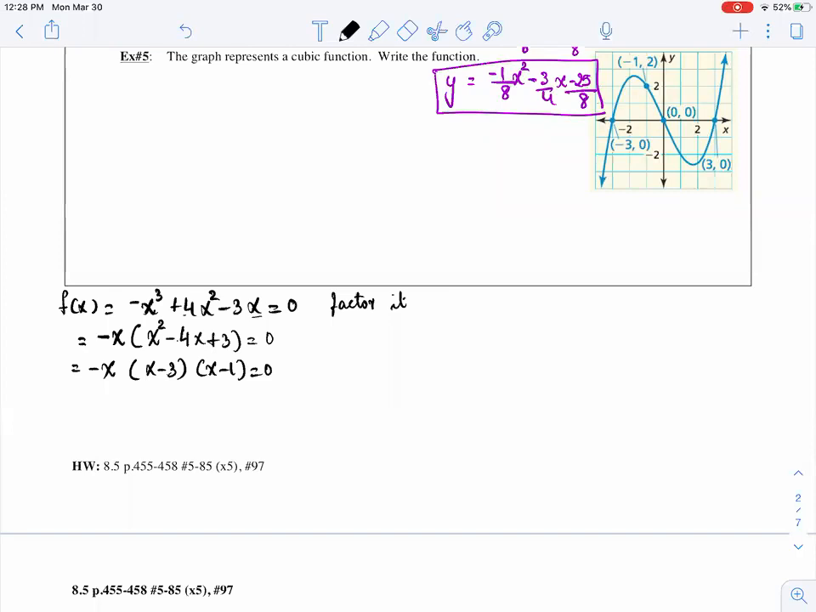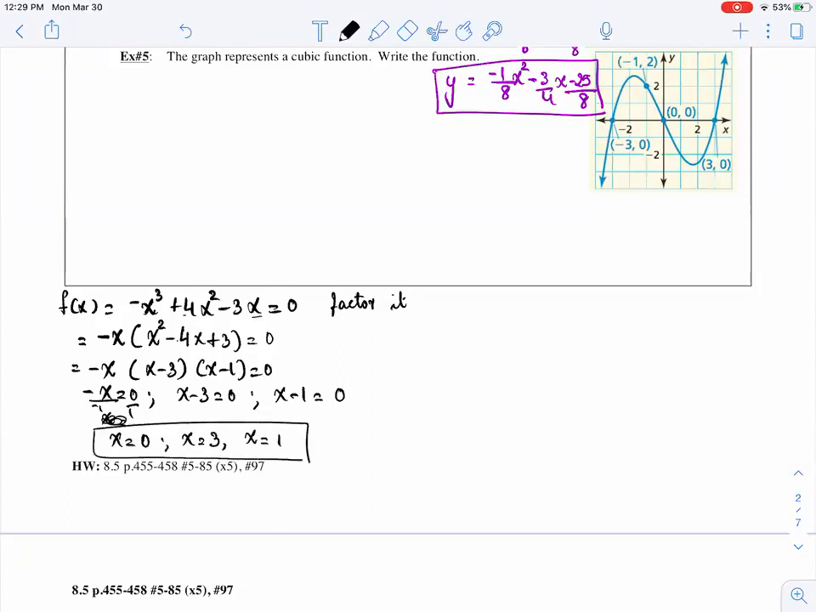Now we are ready to use the zero product property. You take negative x is equal to 0. You take x minus 3 is equal to 0. And you take x minus 1 is equal to 0. This is called the zero product property. So you're going to divide both sides by negative 1. So this is x is equal to 0, x is equal to 3, and x is equal to 1. So those are the zeros.